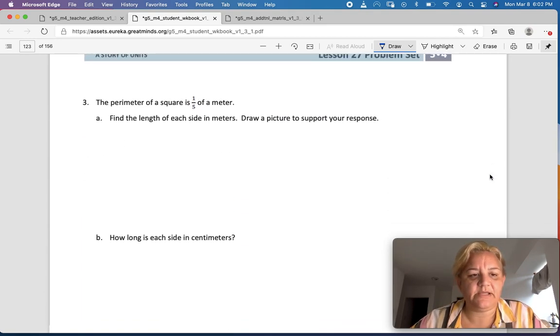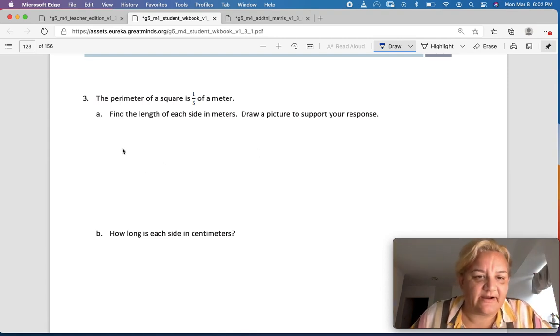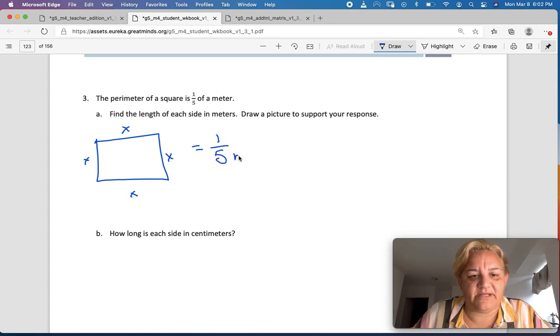All right, number 3. The perimeter of a square is 1/5 of a meter. Okay, so there's the perimeter of the square. Remember, perimeter is the outside edge. And this plus this plus this plus this equals 1/5 of a meter. Find the length of each side in meters. So if this whole thing added together is 1/5, what we need to do is divide that number by 4 to figure out how much that would be.